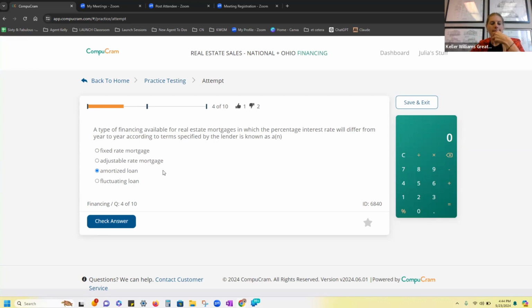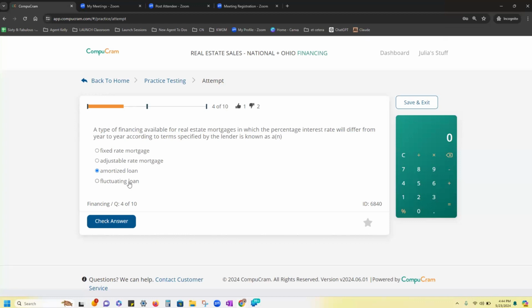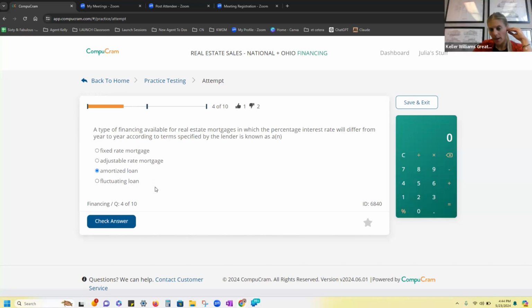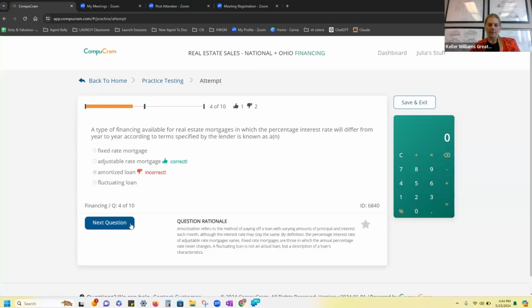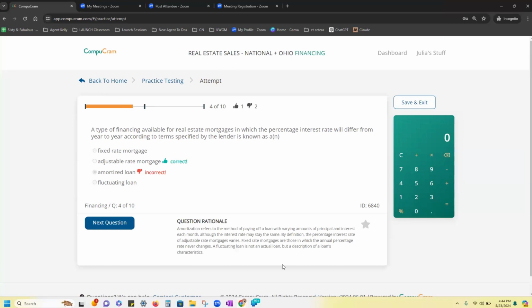I feel like there's several names for this. I want to say it's unauthorized loan, but then the other part of me is looking at that adjustable. Let's just go with gut feeling. Oh, it was adjustable. Yeah, I had a feeling it was adjustable.